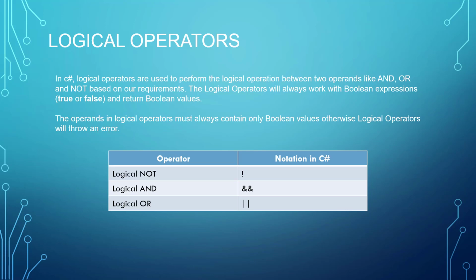Now if you had two expressions and you only cared if one or the other was true, well then you would use an or operator. Because either this one needs to be true or the next one needs to be true. And the notation in C# for an or logical operator is a double pipe. We'll see some examples of this as we get into coding.